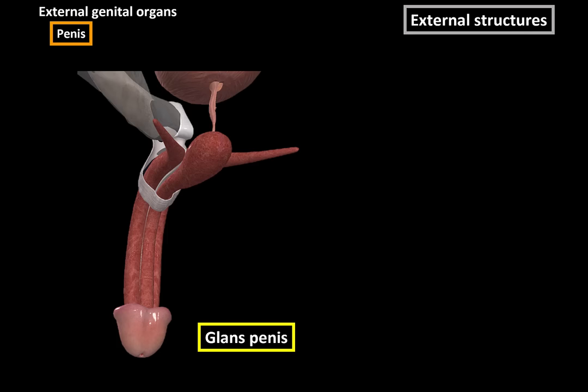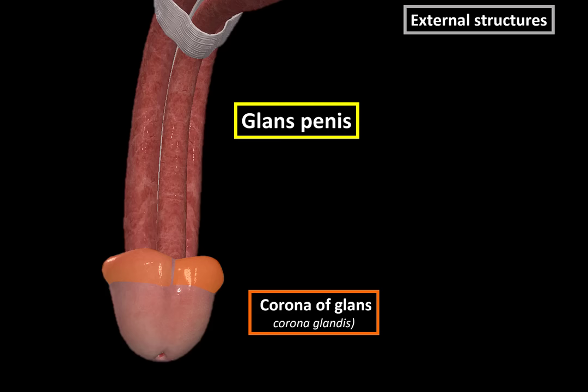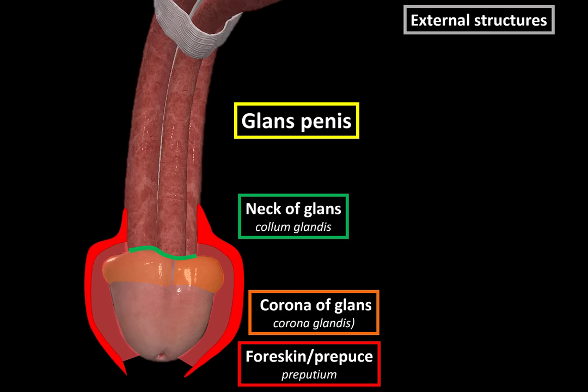Alright, let's go ahead and zoom in and look at the structures. The proximal dilated part of the glans that faces the body of penis is called the corona of glans. It also has a neck, which is a groove that separates the glans from the body of penis. Around the glans penis, we can find the foreskin, or the prepuce. The foreskin is a fold of skin that originates from the body of the penis and covers the glans. It can be pulled over the glans to a variable extent.